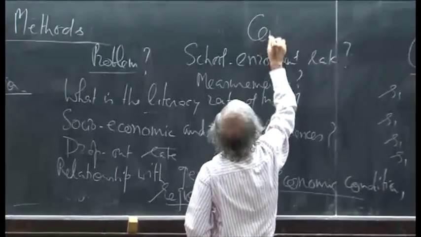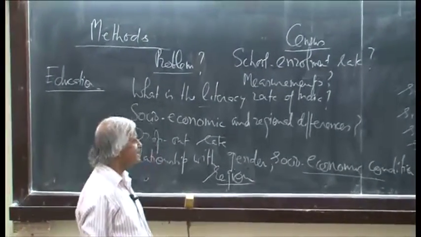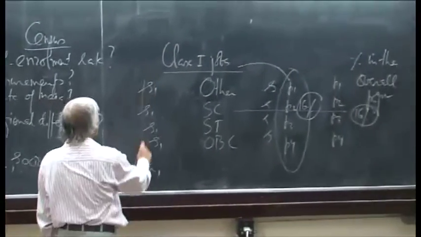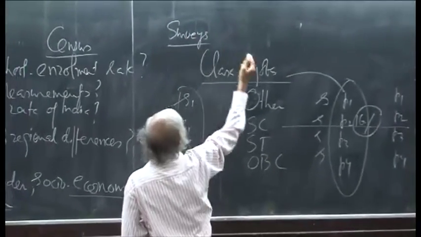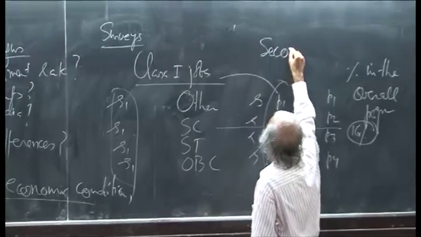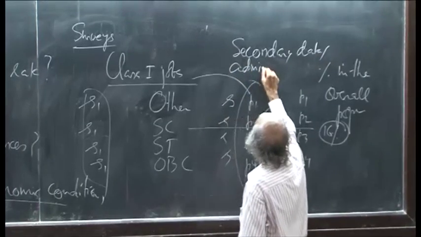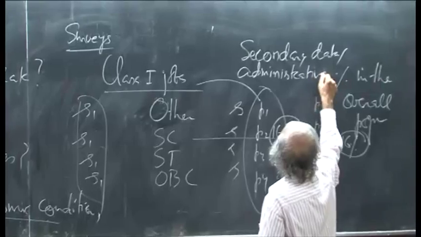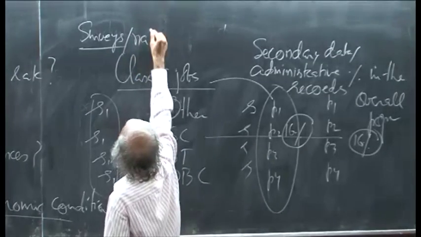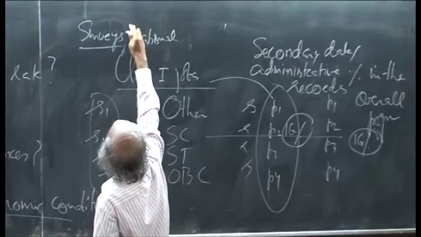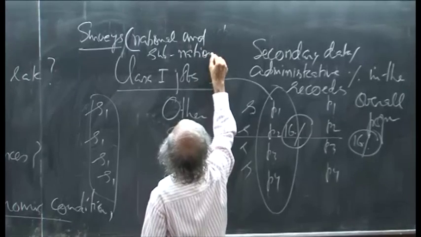Census. Every 10 years, we conduct a census. For specialized studies, these dropout data can come from specially conducted surveys. These can come from secondary data, administrative records. Surveys, national and subnational.